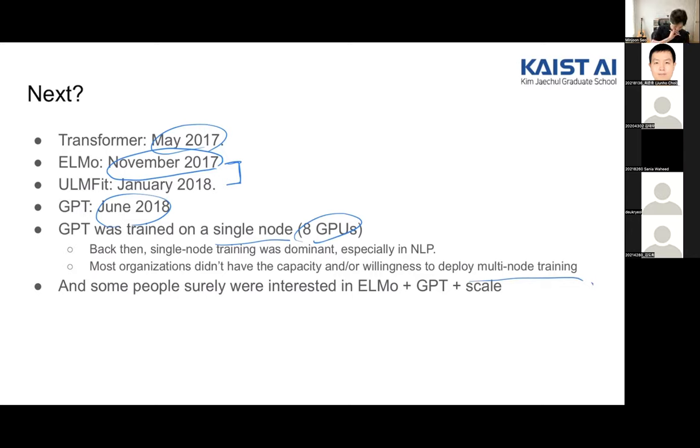I think some people are surely interested in ELMo plus GPT plus scale. Basically, ELMo in a sense of using pre-training for not just text classification, but token level classification or any kind of interesting classification that NLP people were interested in. And GPT in a sense of using transformer and just one concatenated input, and of course scale, because they just had scale. So I think everyone knows what the answer is. So this is basically what we're going to talk about in the next lecture, BERT.